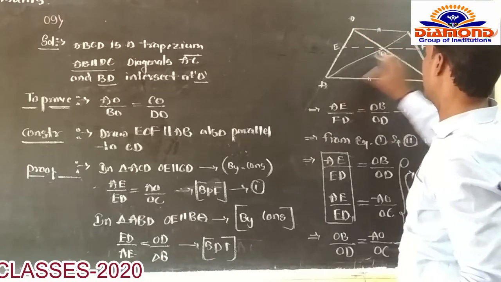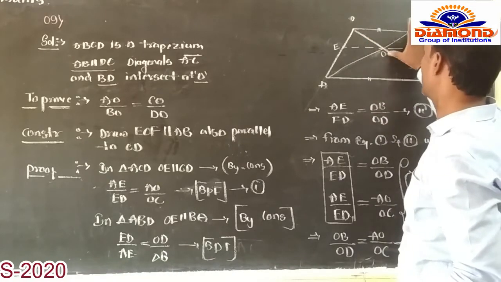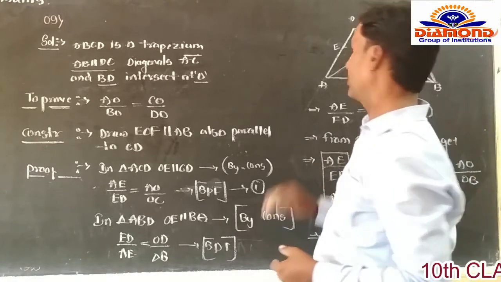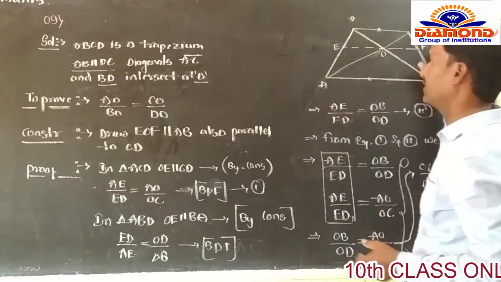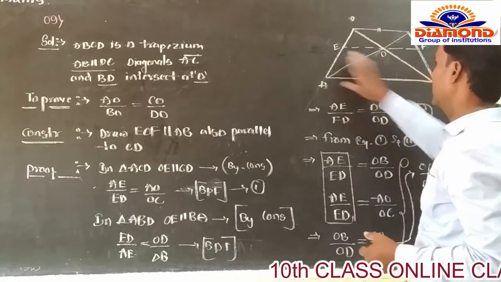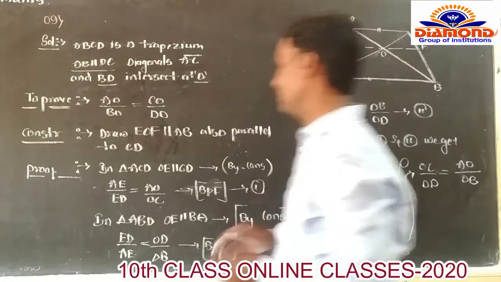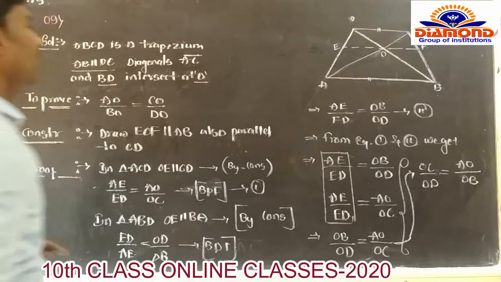Hum kya karne ka hai? AO by OB and OC by OD we should prove here. Then what can we do here? Consider EO parallel to AB. Ye lena chahiye. Then proof. What is the proof here?